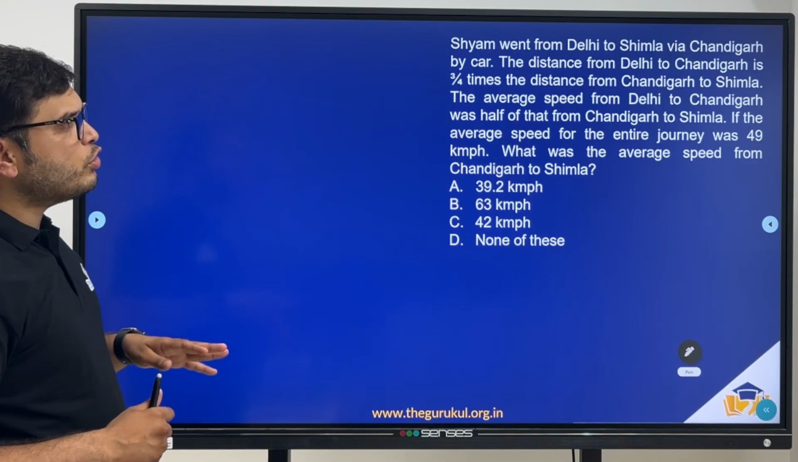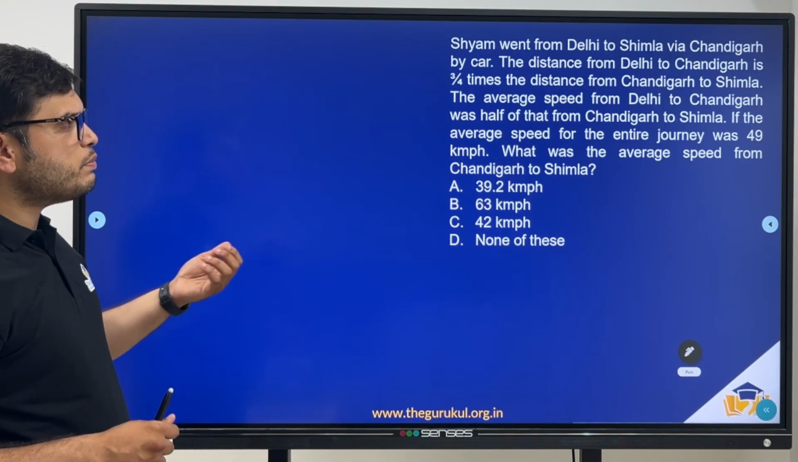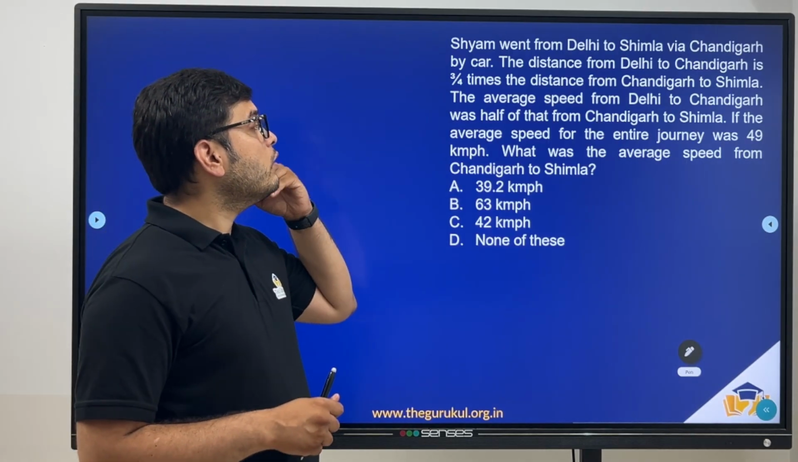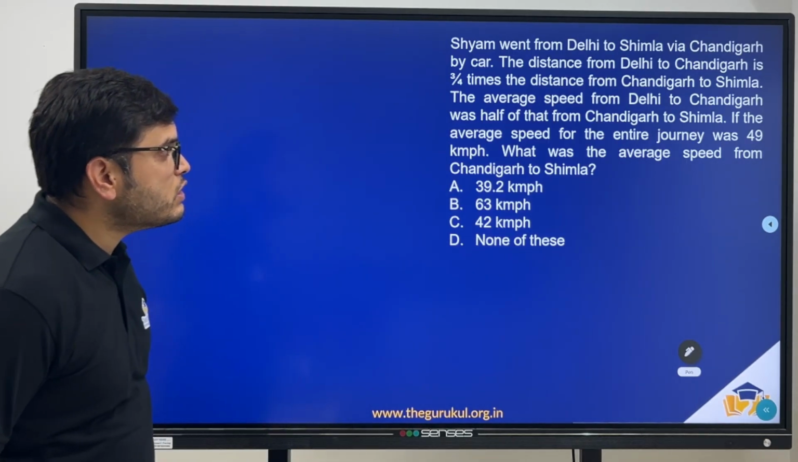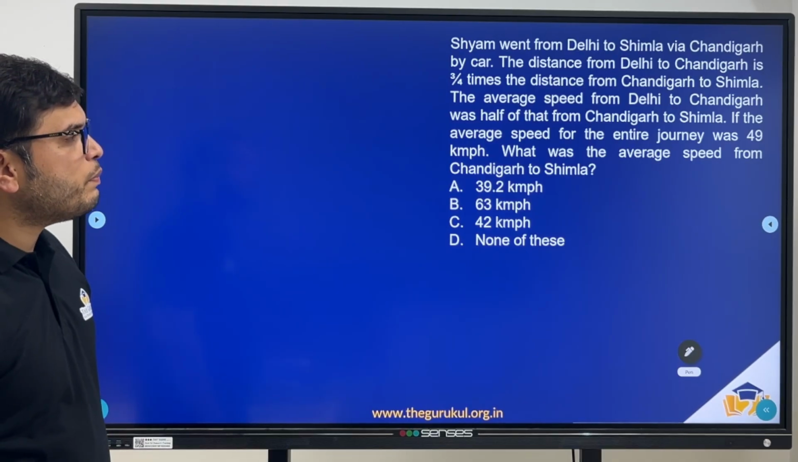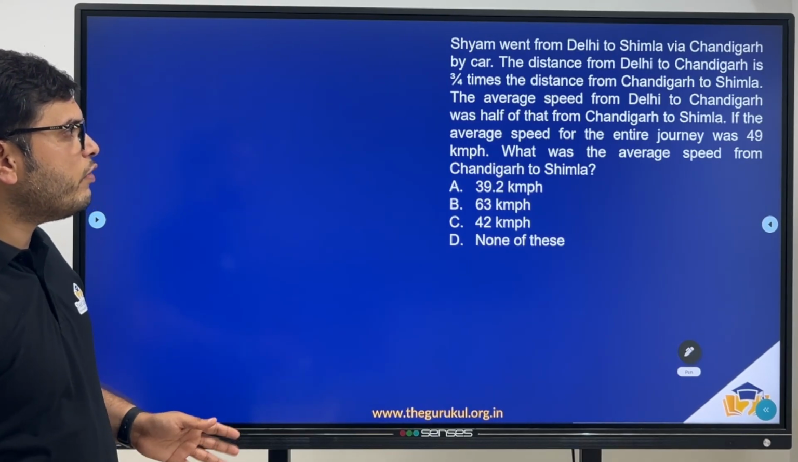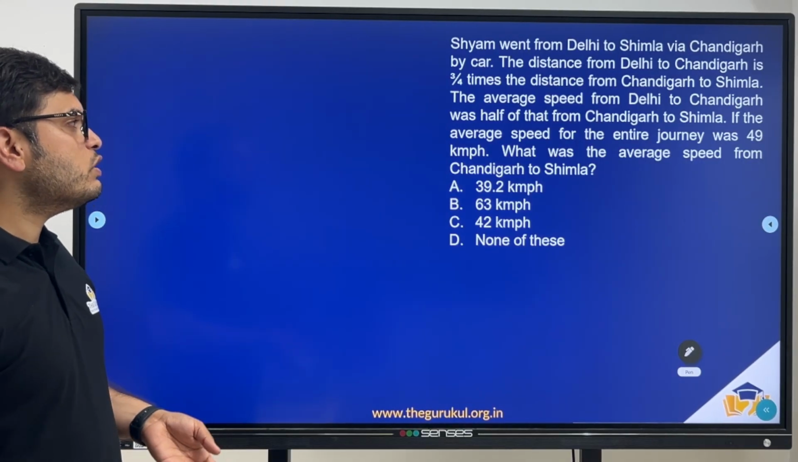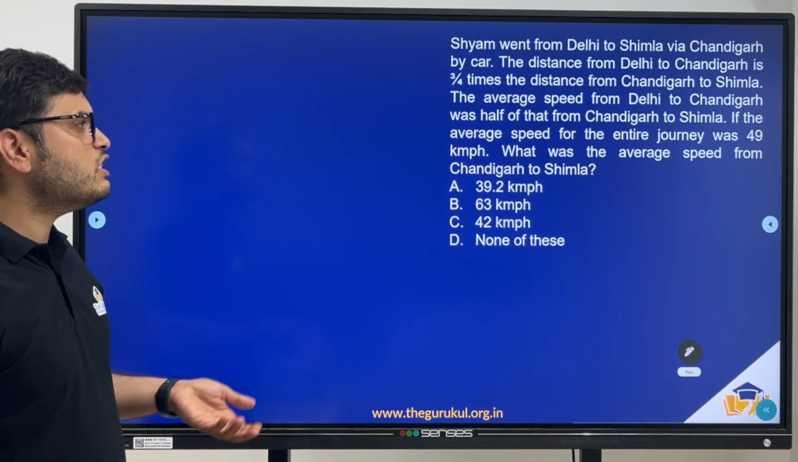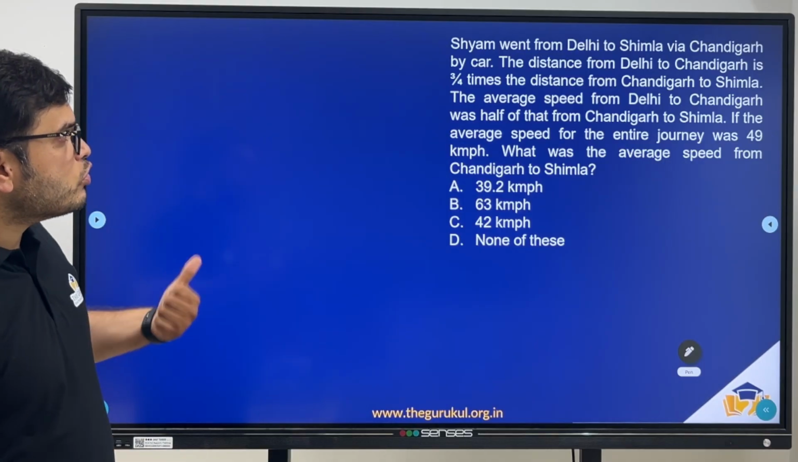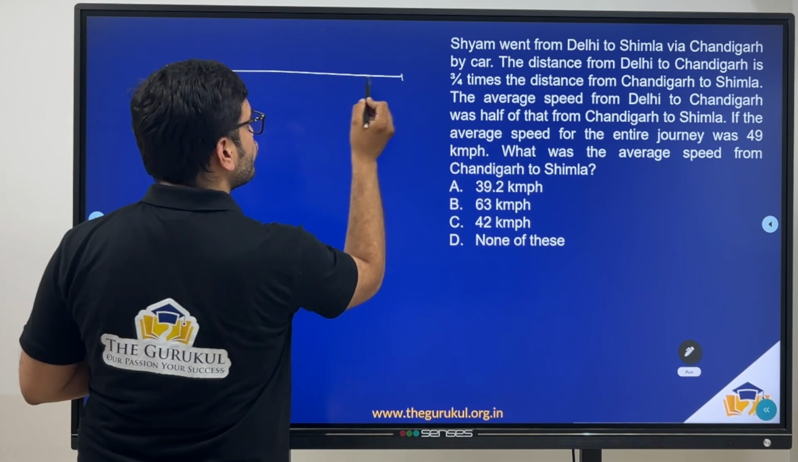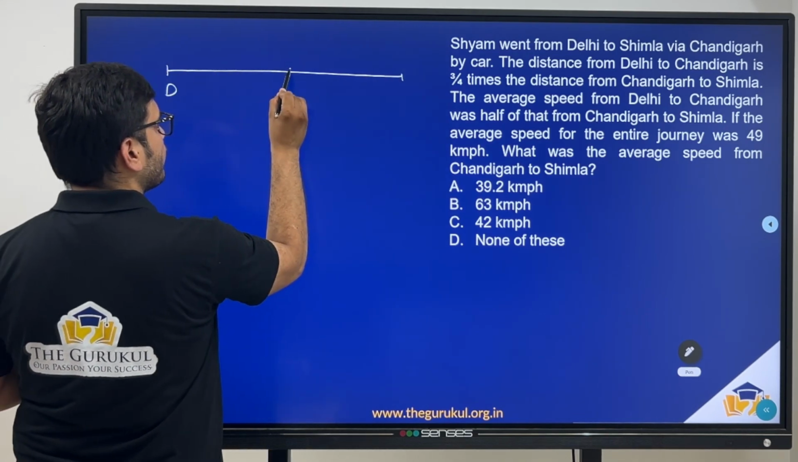Shyam went from Delhi to Shimla via Chandigarh by car. The distance from Delhi to Chandigarh is 3 by 4 times the distance from Chandigarh to Shimla. The average speed from Delhi to Chandigarh was half of that from Chandigarh to Shimla. If the average speed of the entire journey was 49 kilometers per hour, what was the average speed from Chandigarh to Shimla? So Shyam was traveling from Delhi to Shimla via Chandigarh.